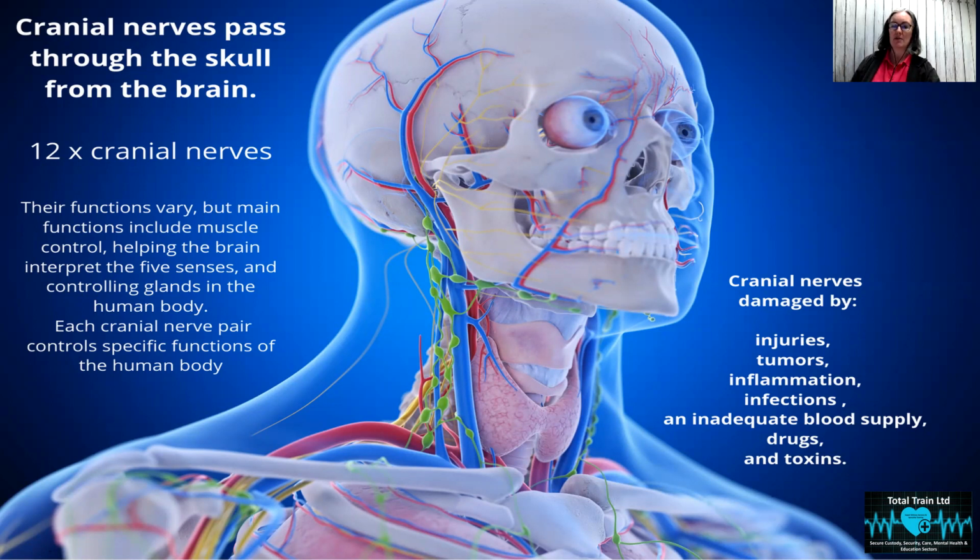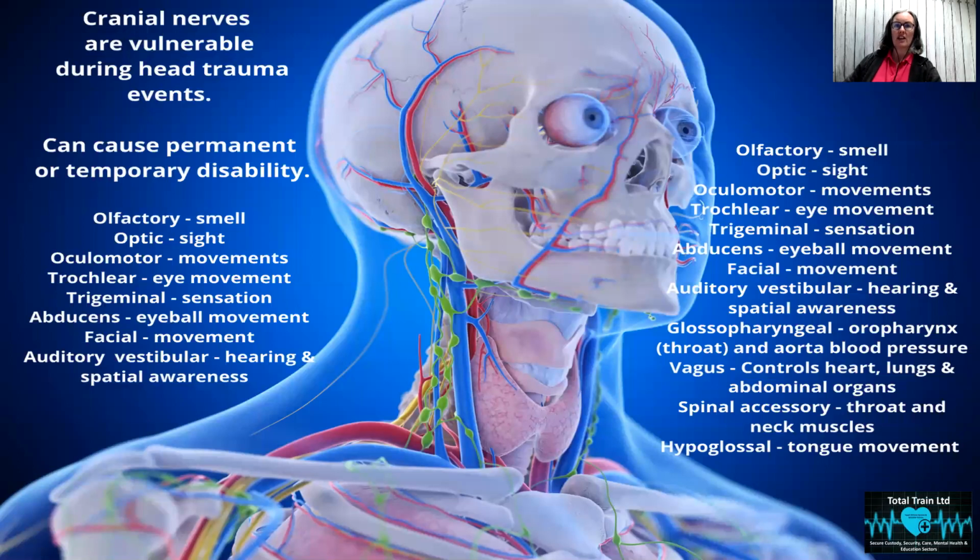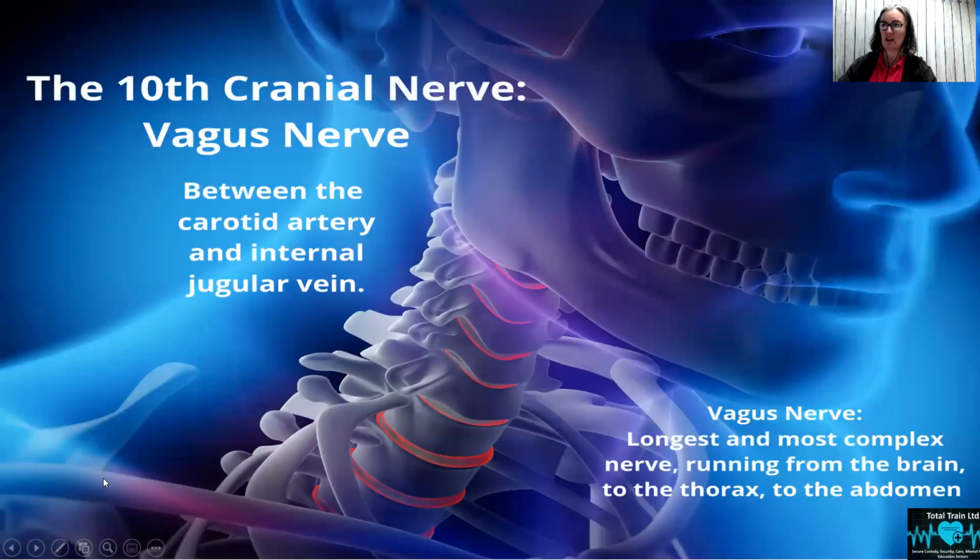Now, cranial nerves can be damaged by injuries, such as from an asphyxiation event, tumours, inflammation, infections, inadequate blood supply, drugs, and other toxins. The different functions then of the nerves, you can read those at your leisure, but they affect the likes of your smell, your sight, eye movement, sensation, eyeball movement, facial movement, your hearing, your spatial awareness. So even if a person survives a ligature event, they can still suffer from serious disabilities and lifelong changes because of the ligature event that occurred.